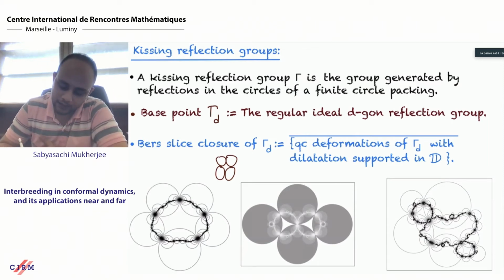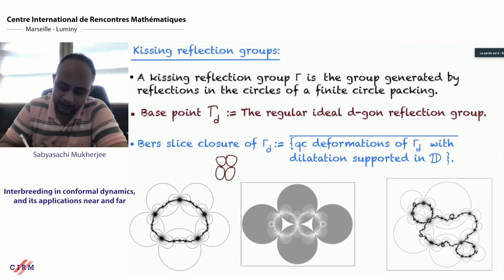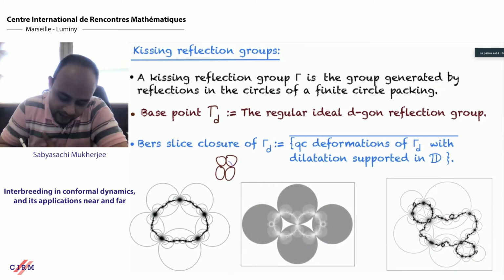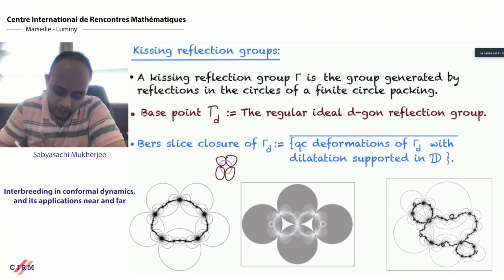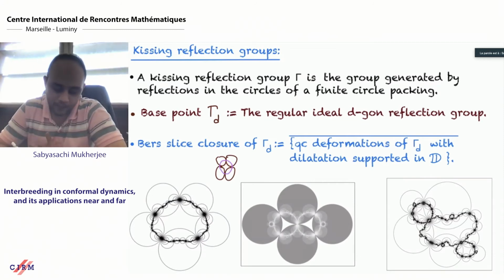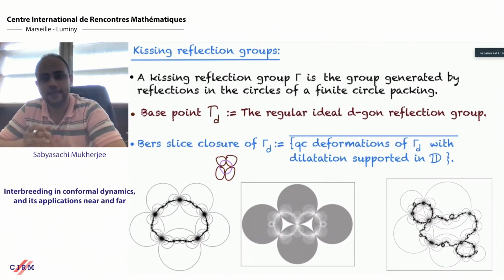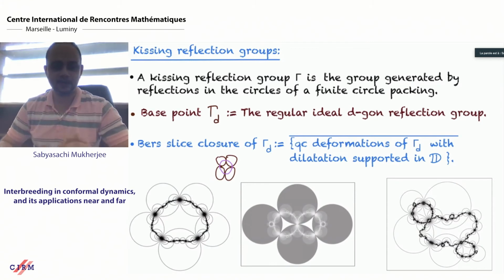So you just quasi-conformally deform the base reflection group Gamma_D such that the dilatations are supported in the unit disk. So this is the limit set of the regular D-gon reflection group. And you're going to quasi-conformally deform the interior, essentially deform the fundamental domain, but don't touch the outside at all. And then you go to infinity. You let these things degenerate. And the degeneration in this situation is rather simple.